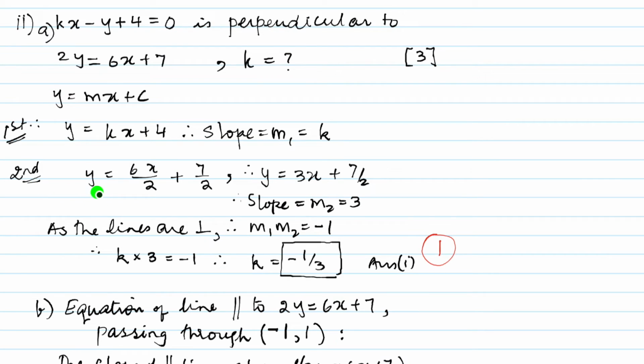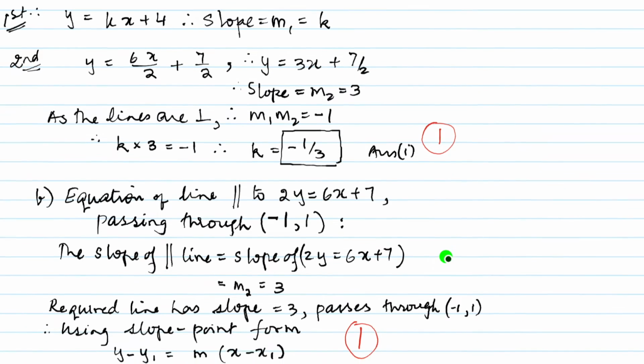For the second line, we again convert it into y is equal to mx plus c. Our equation was given as 2y equal to 6x plus 7. So we write y equal to 6x upon 2 plus 7 upon 2 like this. So 2 1s are 2 and 2 3s are 6, which gives us the slope m2 equal to 3. Now the two lines are perpendicular. So this m1 and this m2 must multiply to give us minus 1. So k into 3 will give us minus 1. Take 3 that side, k is equal to minus 1 upon 3, and that's our first mark.